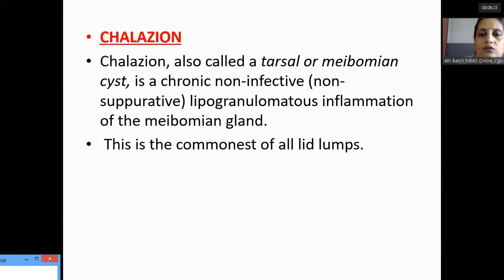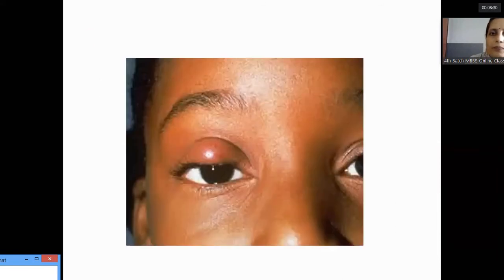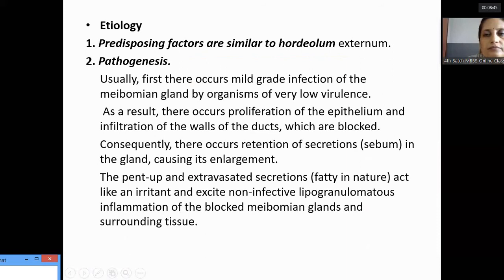So this is also called the lid lump. It is the commonest lid lump. So you can see the swelling over here, but the eye is quiet, it's not red, and there is no other sign of inflammation. See, a lump is there at the lid. Predisposing factors are similar to those of the hordeolum externum, and the pathogenesis.